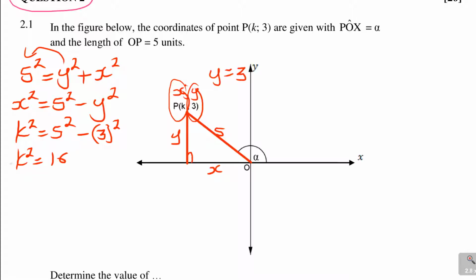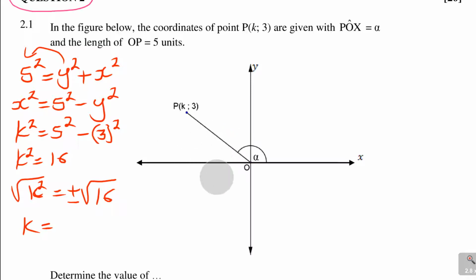So how do you find k? You square root both sides, remember? So square root of k squared is equal to square root of 16. But remember, when you take the square root, you say plus or minus. Very important, because you're going to get 2 answers and one of them is correct. So this is k squared. So k is equal to, now if you look at this diagram, remember we're looking at k, you can see that k is on the negative axis.